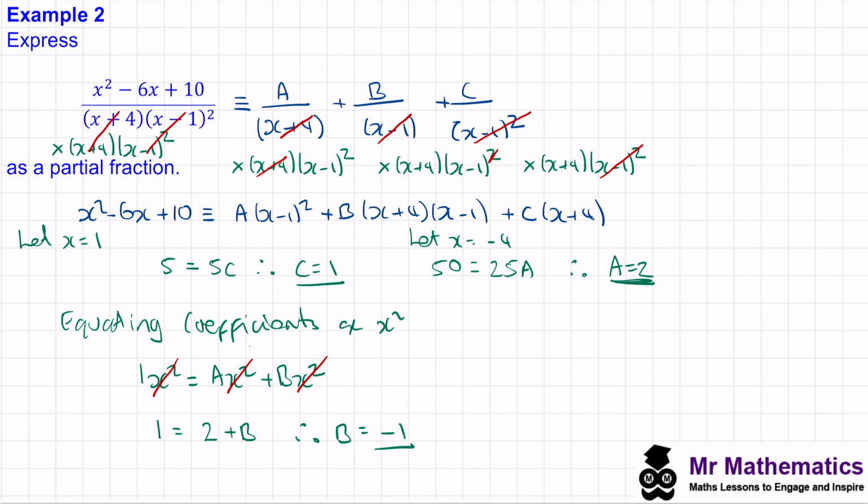And now we can substitute these values of a, b, and c back into here, and we get 2 over x plus 4 minus 1 over x minus 1 plus 1 over x plus 1 all squared. Okay? So let's move on to question 3.